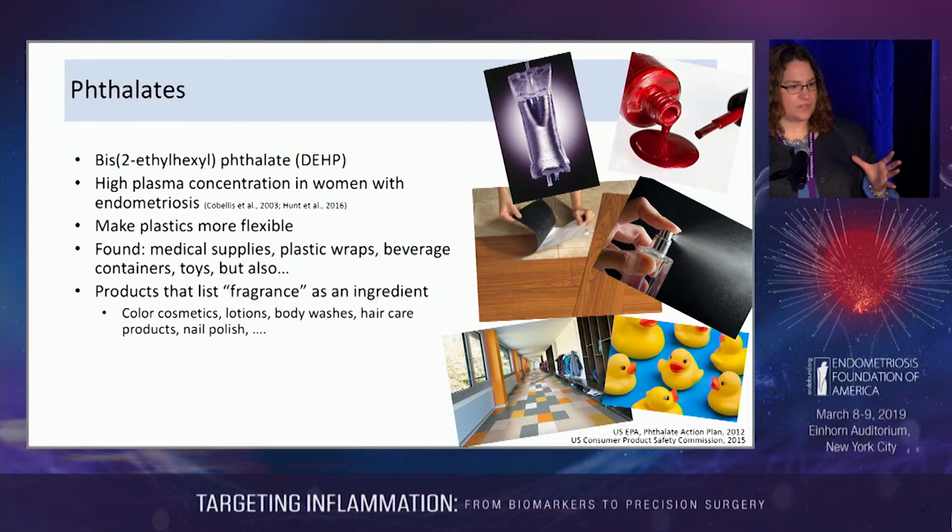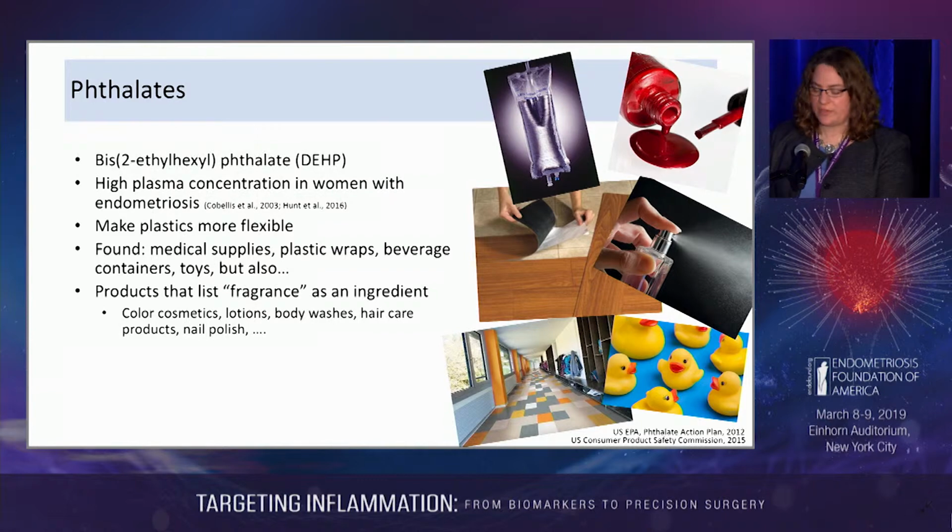So the next thing I wanted to point out is phthalates, and this is going to be a greater portion of the talk because this is what has been funded by the Endometriosis Foundation. So phthalates are also known as plasticizers, and they are found to make plastics more mobile and more movable. And a very nice study that was done by Pat Hunt's group in 2016 showed that there are higher levels of DEHP in women with endometriosis.